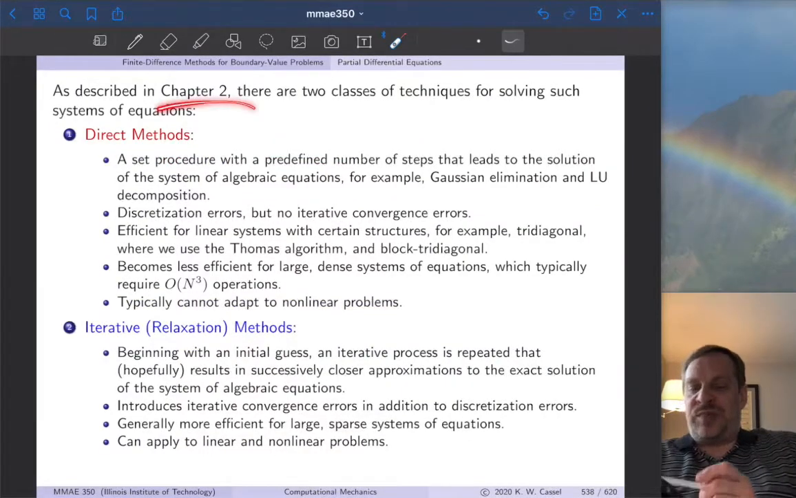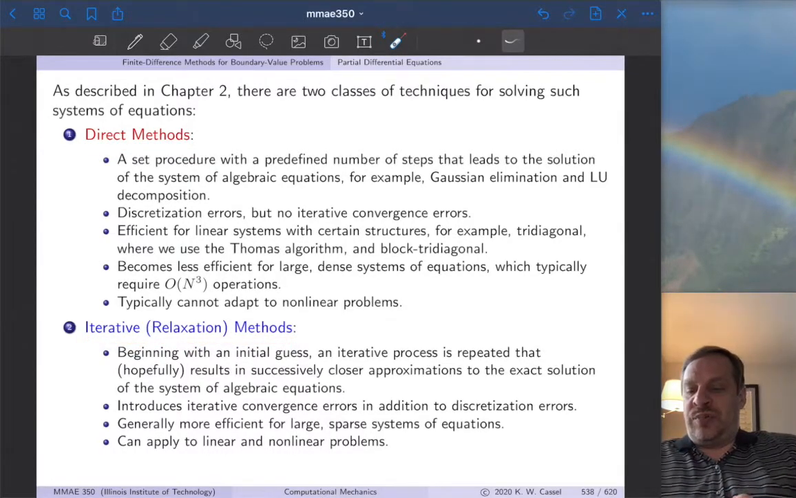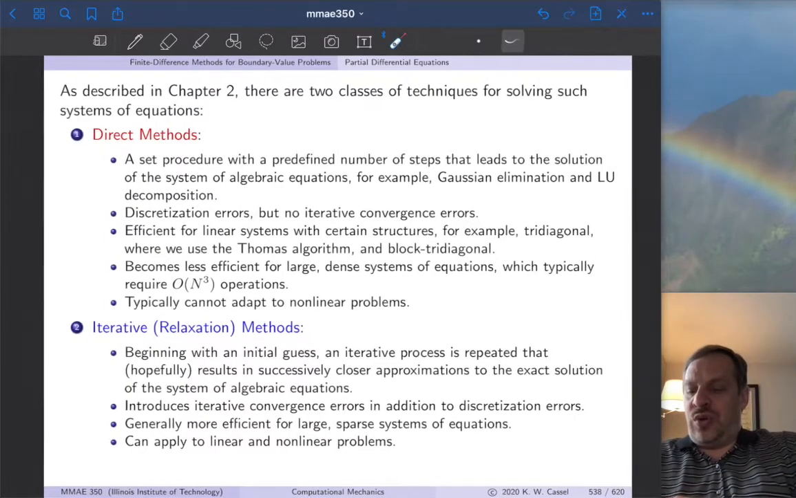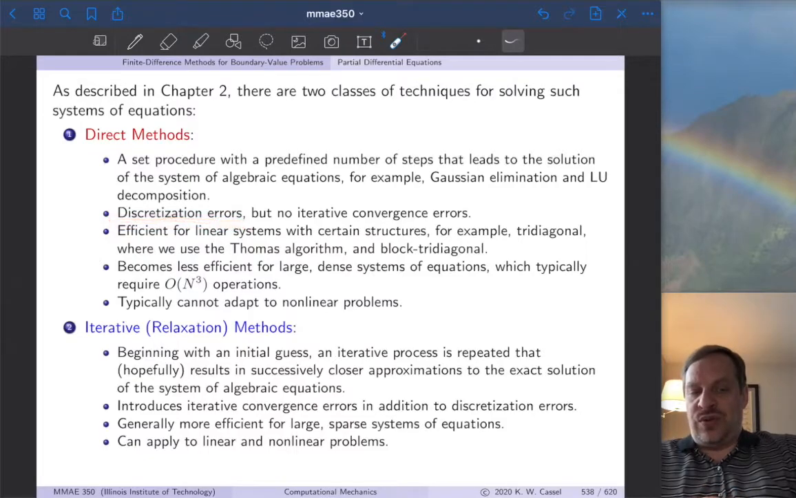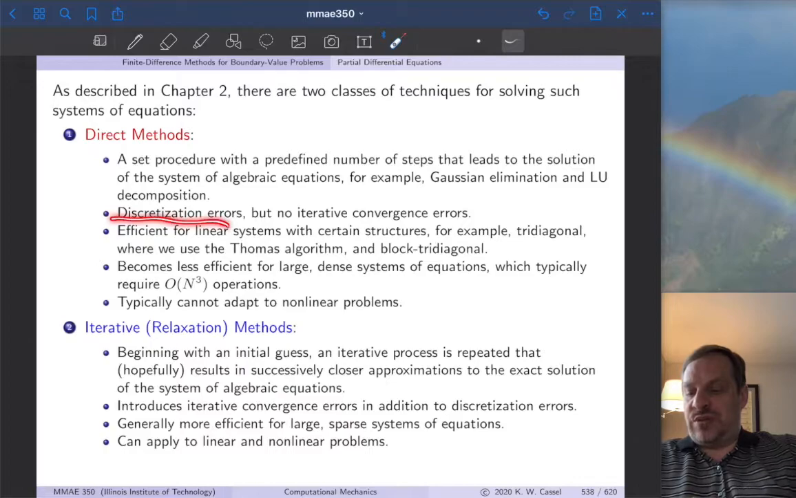So if you remember from chapter 2, there's 2 general classes of techniques. There's direct methods and iterative or relaxation methods. So direct methods, that's like Gauss elimination or LU decomposition. Thomas algorithm is direct. So in a direct method, there's a set procedure. It has a predefined number of steps. You go through the steps, and after those predefined number of steps, you get the solution. You only have discretization errors. There's no iteration, so there are no iterative convergence errors, there's no convergence test. The only errors are discretization errors.